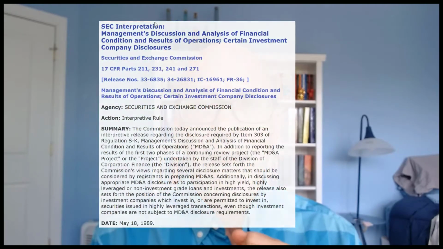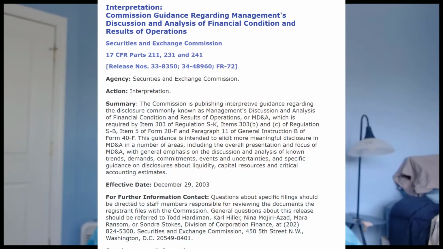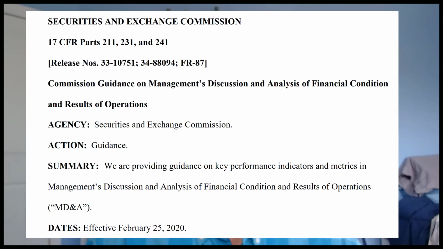In addition to that 1989 interpretive release that I mentioned, the SEC has put out other guidance over the years. A very important interpretive release came out in 2003. That bears reading for sure. And then there's actually a new interpretive release that came out early in 2020, which you should read. It focuses on key performance indicators and metrics that companies might use. Our guests are going to talk about that new release.